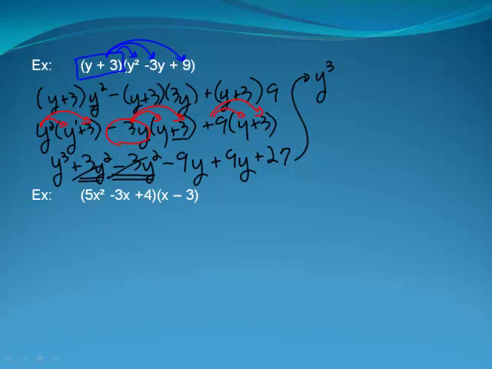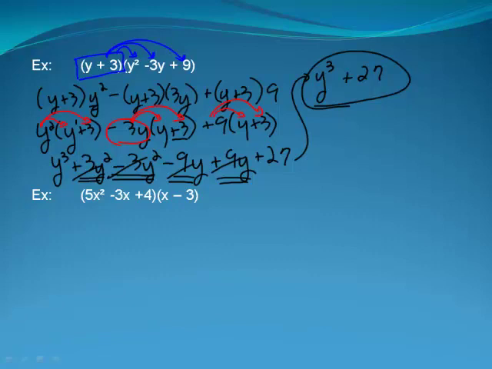Notice we've also got a negative 9y and a positive 9y. Negative 9 and positive 9 also cancel themselves out. So the only thing left is plus 27. So our final answer there, after combining like terms, is y cubed plus 27.